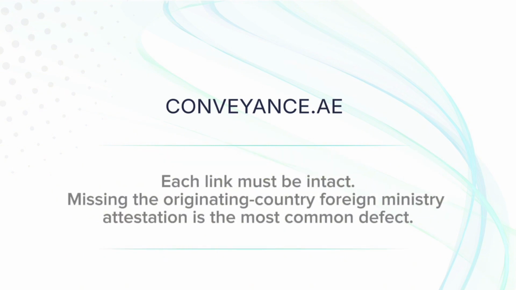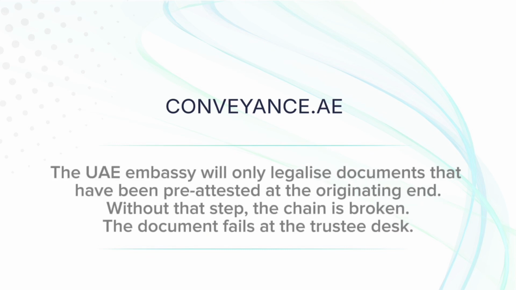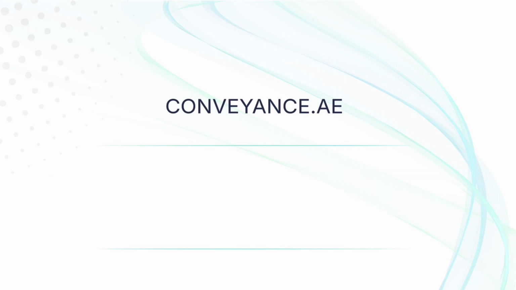intact. Missing the originating country foreign ministry attestation is the most common defect. The UAE embassy will only legalize documents that have been pre-attested at the originating end. Without that step, the chain is broken. The document fails at the trustee desk.